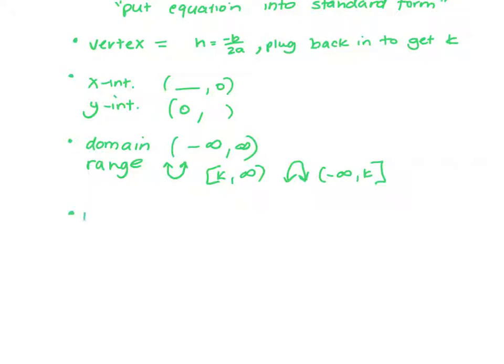Then comes max min. Remember, it has a max if it opens downward, and that's a negative x squared. And the max is just k. It has a min if it opens upward and has a positive x squared, but again, the minimum value is just k.